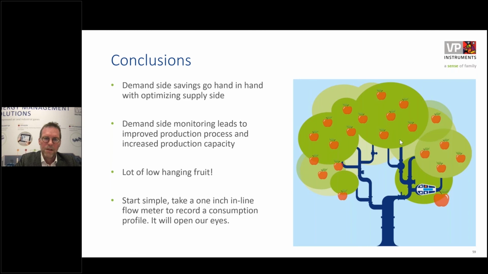Lowering the pressure, sometimes placing a small receiver tank near a machine to smoothen out the pressure that supplies that machine. And you can start really simple. Just take a flow meter, preferably ours, but you can also use another brand. Basically, a 1-inch inline meter with a data logger can already be very helpful to find those low-hanging fruit, apples or whatever fruit you like, and it will really open your eyes and open the door towards more savings in your plant.